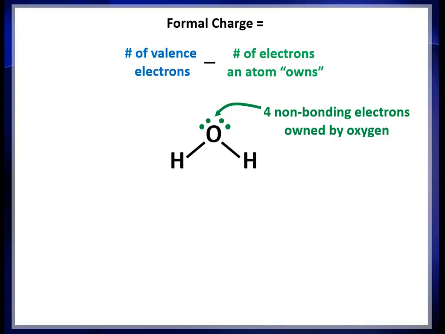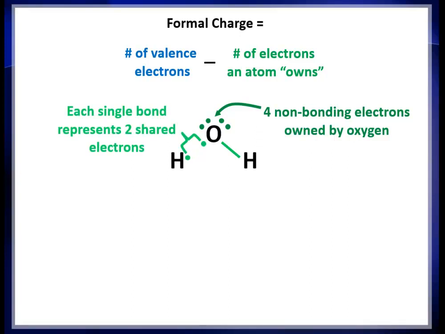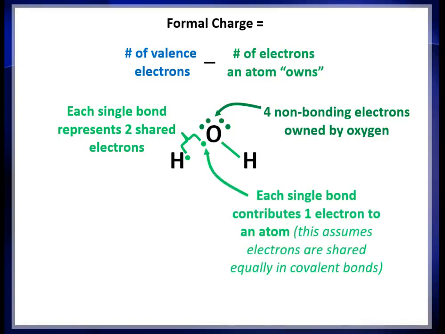Now what about bonding electrons? When we calculate formal charge, we assume atoms share electrons equally in covalent bonds. That means for every single bond, which represents two shared electrons, one electron is owned by one atom, the other electron is owned by the other atom. Another way to say this is that an atom owns half of its shared electrons. In practical terms, this just means we can count each single bond as contributing one electron to a particular atom.